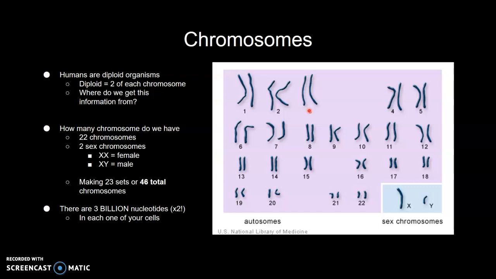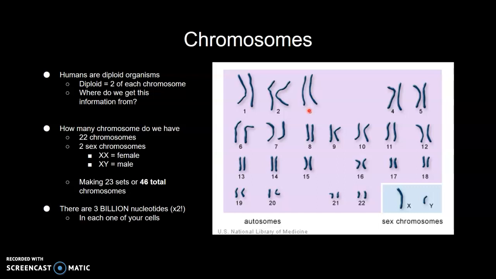If you're immediately thinking that we get 1 copy from mom and the other copy from dad, then you're right. So humans have 22 sets of non-sex chromosomes, generally called autosomes, and 2 sex chromosomes that make us either male or female. So individuals carrying 2 copies of the X chromosome are female, an individual carrying 1 copy of the Y chromosome and 1 X chromosome are male. This means that altogether, humans have 23 sets of chromosomes, or 46 total chromosomes in each one of their cells.